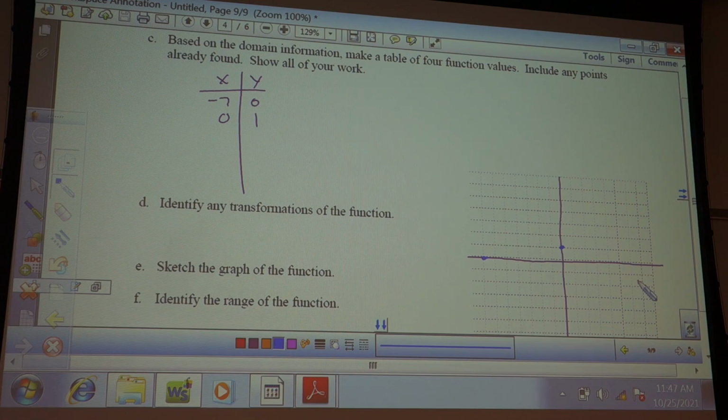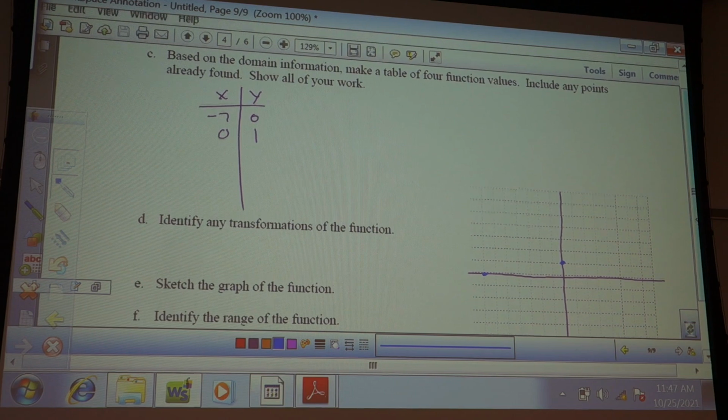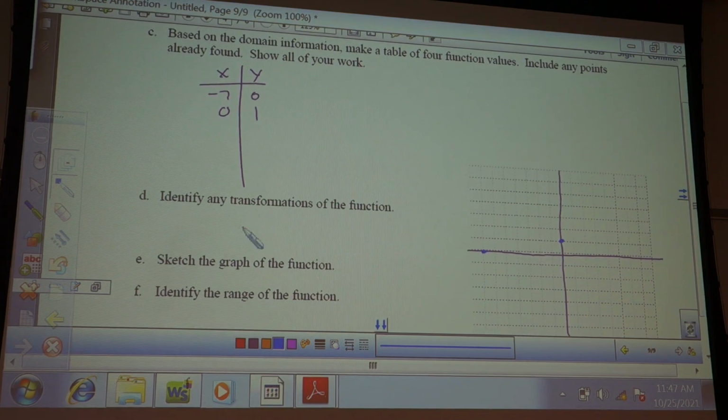Did I do these right? That's the only 2 points we have. I think we should get some more points. This is the S shape. So do we use the other points? We need some more points. Okay, so let me find the transformations.